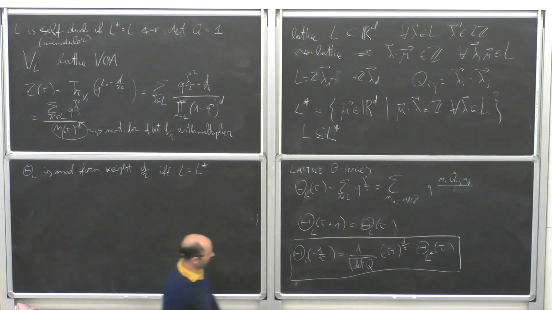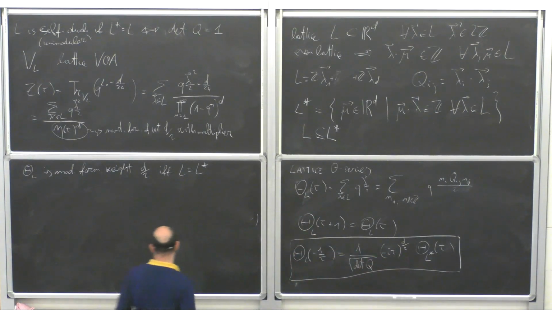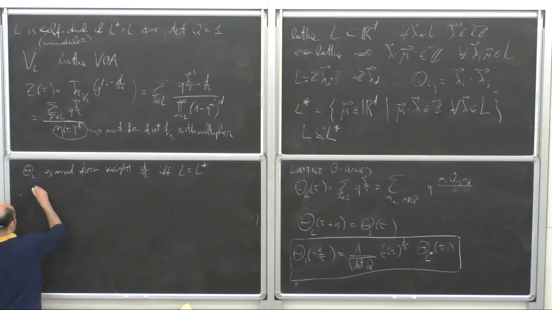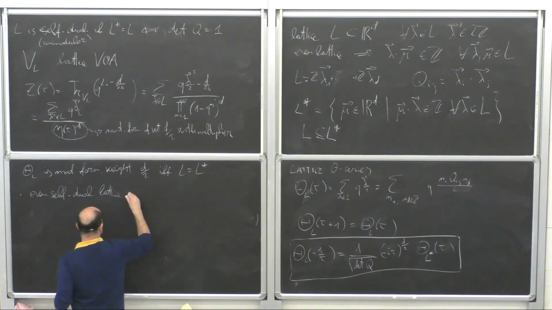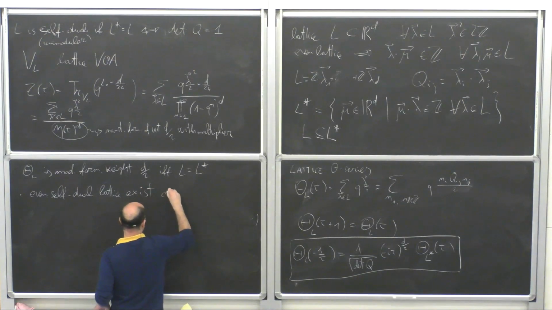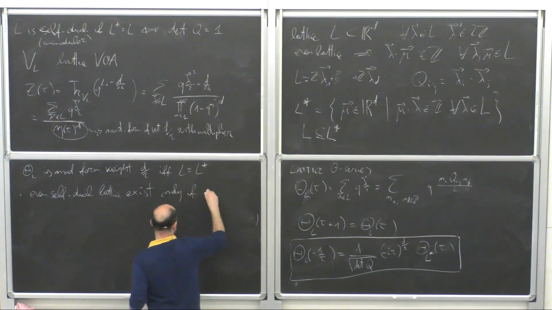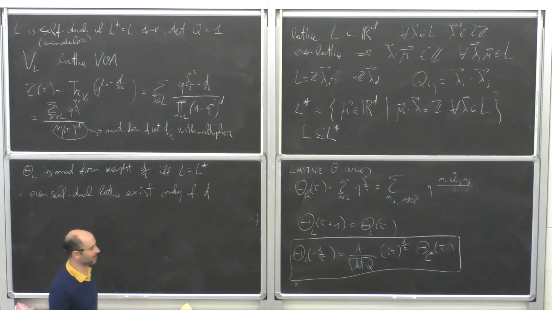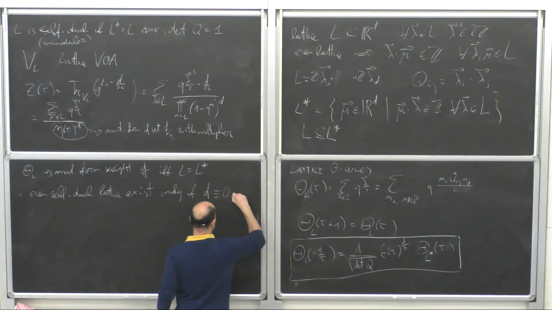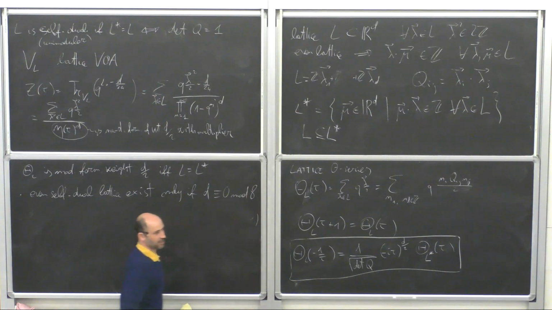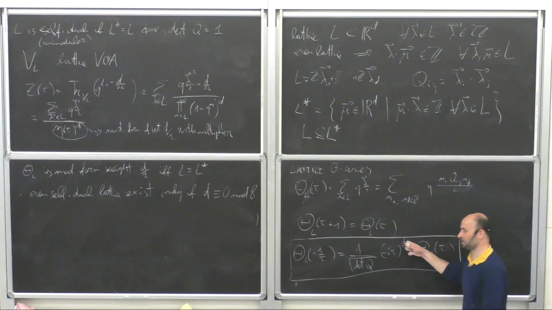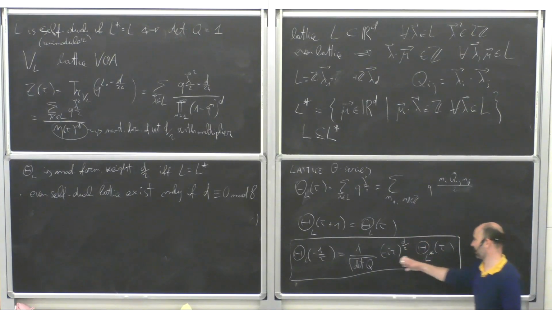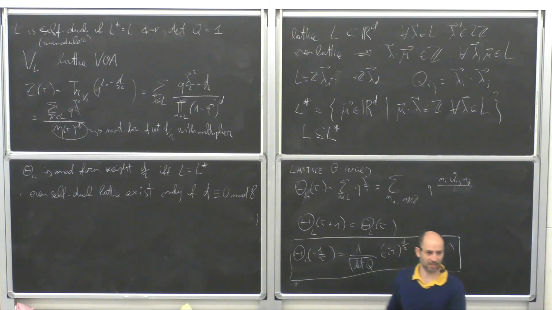So you might be worried about this thing here, but actually there's a theorem that tells you that even self-dual lattices exist only if d is a multiple of 8. So there are no even self-dual lattices with dimension which is not a multiple of 8. So this means that this exponent is a multiple of 4, and the minus i just goes away.